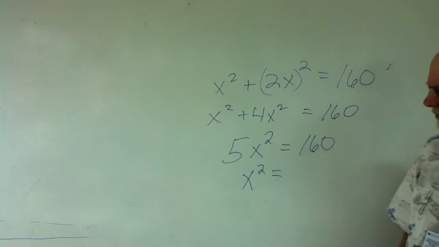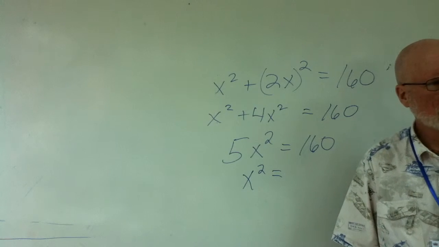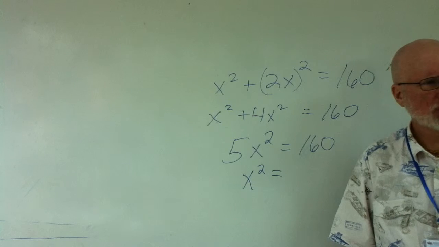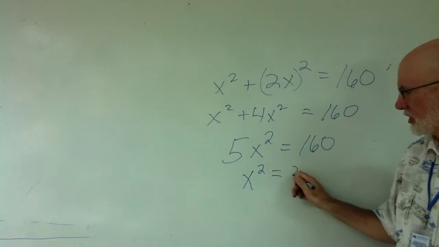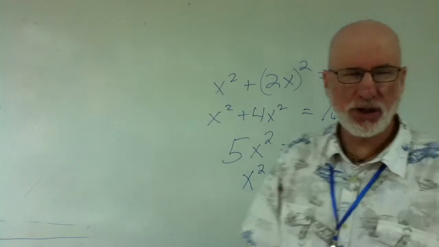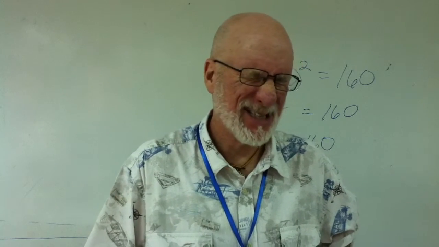What do I have? X squared equals what? 32? Is that right? 160 divided by 5 is 32? Yes. Is that correct? Now, can you write 32 as a square times a non-square?